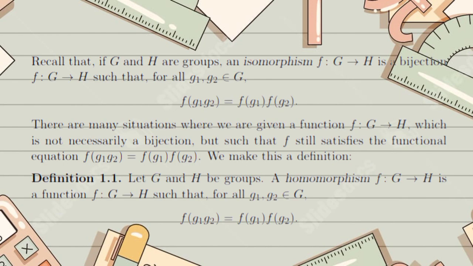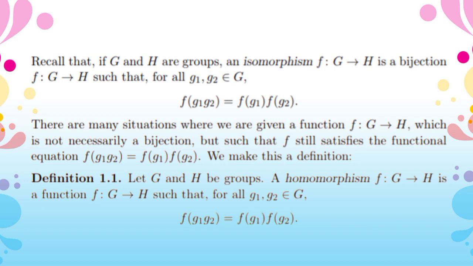Let's proceed to homomorphism. Recall that if J and H are groups, an isomorphism f: J to H is a bijection such that for all j1, j2 in the group, f(j1 j2) = f(j1) f(j2). There are many situations where we are given a function f: J to H which is not necessarily a bijection, but such that f still satisfies the functional equation f(j1 j2) = f(j1) f(j2). We make this a definition.